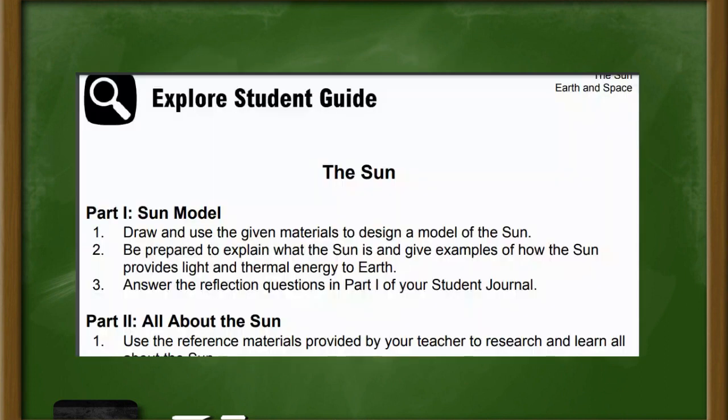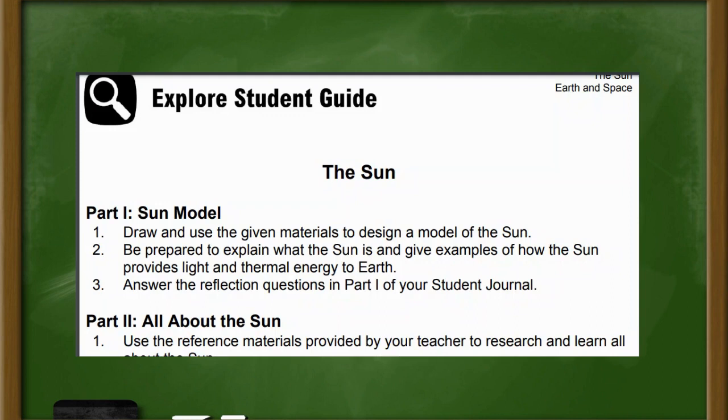The first one is going to be making a sun model. You'll be given different materials by your teacher. You are going to draw and use these given materials to design a model of the sun. I'll show you an example in a minute. You're going to need to explain what the sun is and give examples of how the sun provides light and thermal energy to Earth. Remember, light energy is something that provides us a way to see, and thermal energy is a type of heat that we get from the sun.